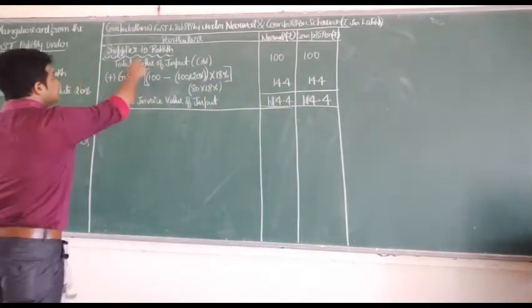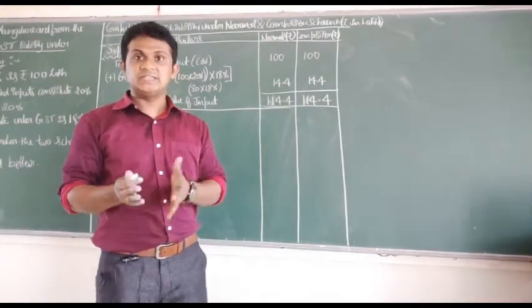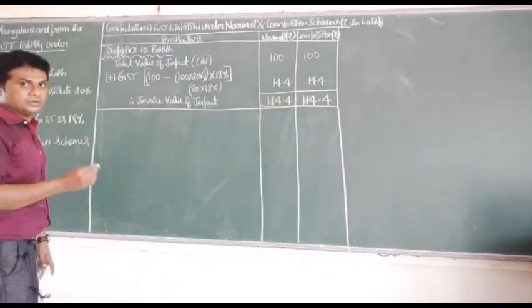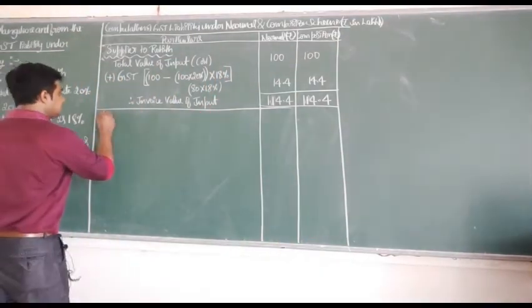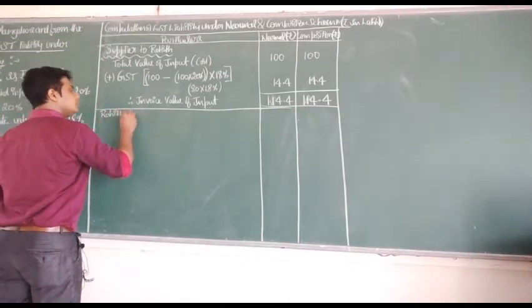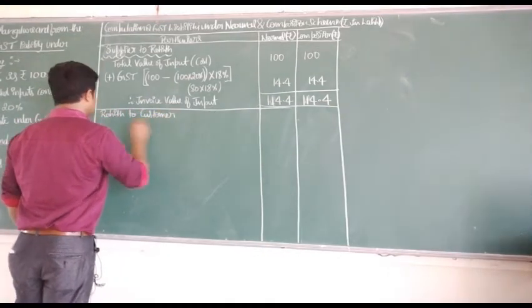Next, this is from supplier to Rohit. Now Rohit is running a hotel, that means he is providing service to his customer. Now his invoice value we have to calculate on the output. So that is now Rohit to customer.